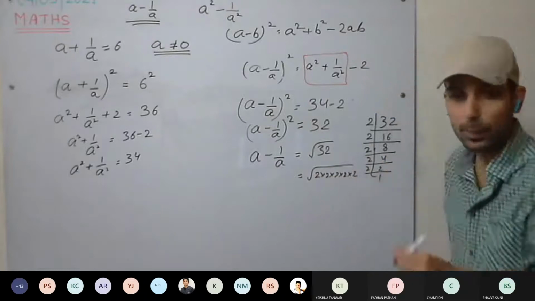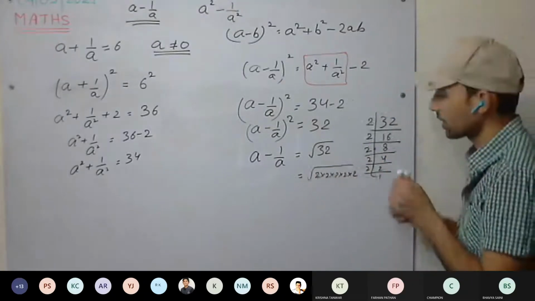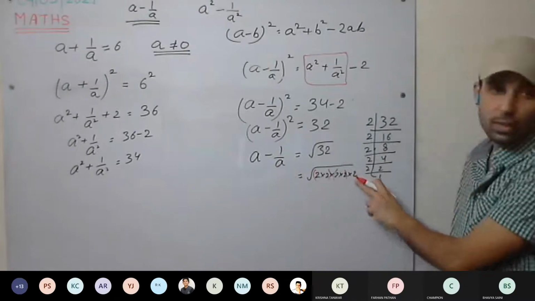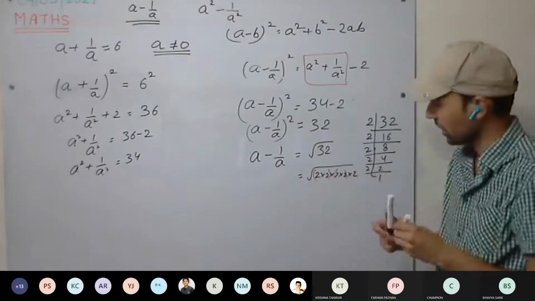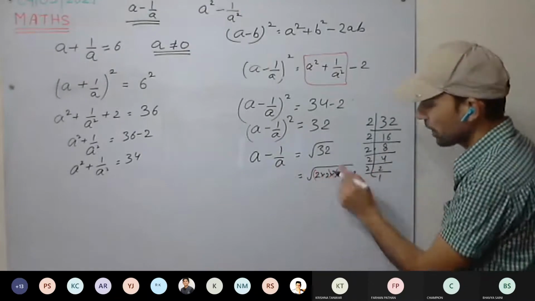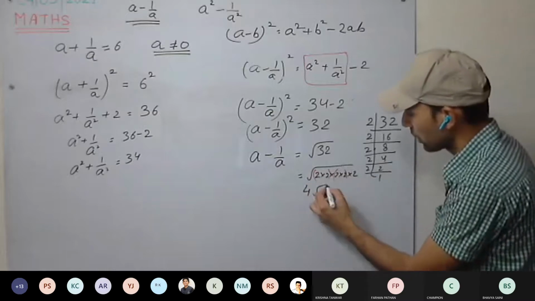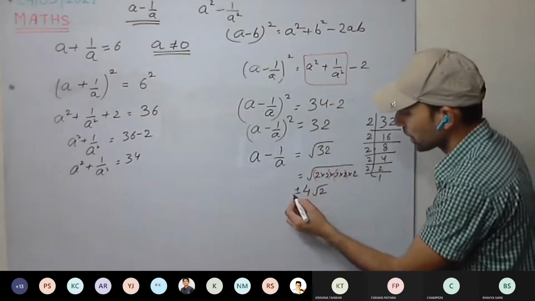3 to 5. Form the pairs. Last year we have studied this one, how to take the square root. 1, 2 is remaining single. So from each pair we'll take 1 out. 2, 2. It will be 4 root 2. And we add plus minus.